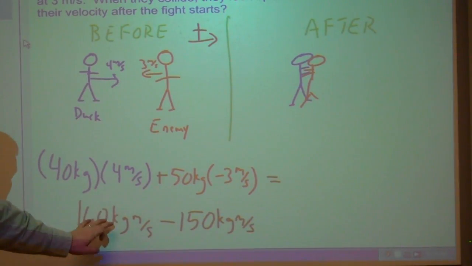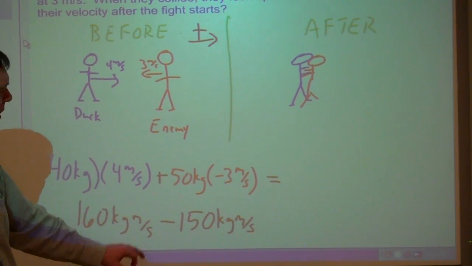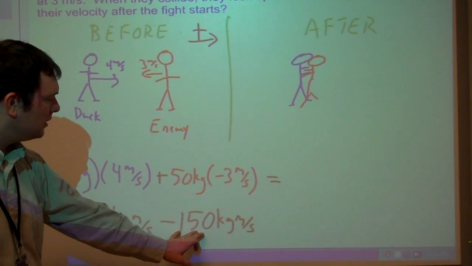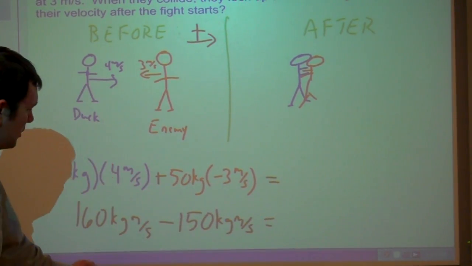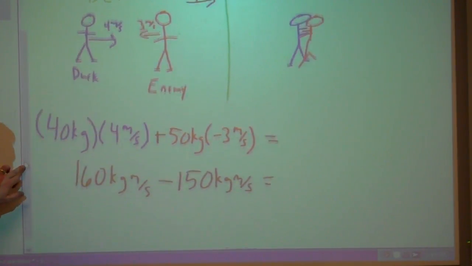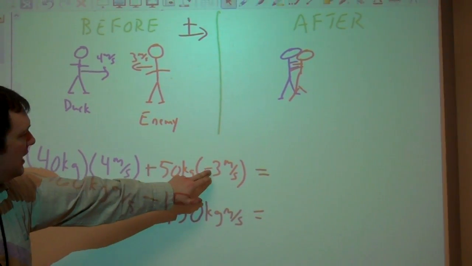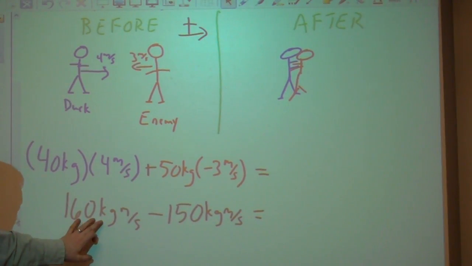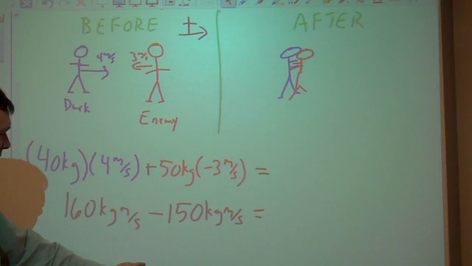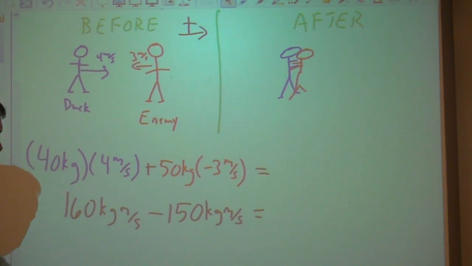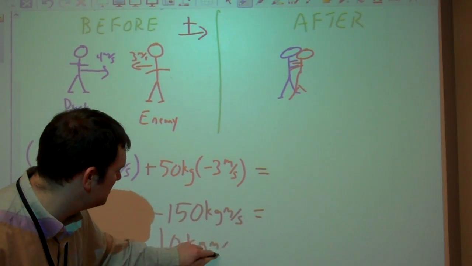So the Mighty Ducks player had positive 160 kilogram meters per second of momentum, and the player from the other team had a momentum of negative 150 kilogram meters per second. And now you can see here why making sure that we get our signs right is so important, because if I had missed this negative sign here, then I'd be doing 160 plus 150. That's 310, and that's definitely different from 160 minus 150. The total momentum that these two have is just 10 kilogram meters per second.